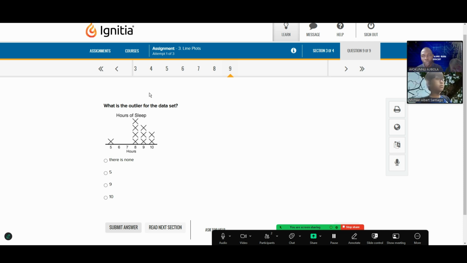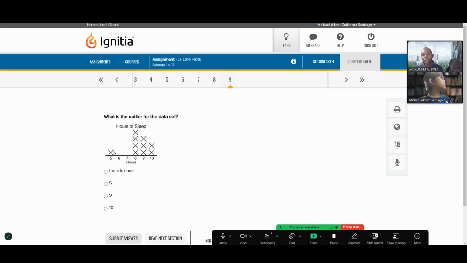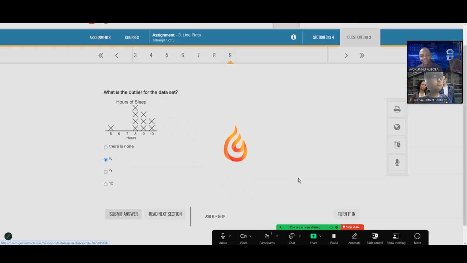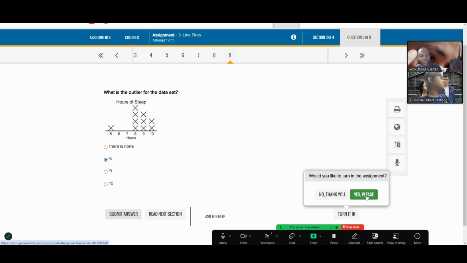No. So let us go back to the explanation. We said an outlier is a number or a value that is farther away from the rest. Now check all of the numbers. Is there any 6 and 7? No. So 5 is the outlier, okay? So just always ensure you concentrate. Is that clear?